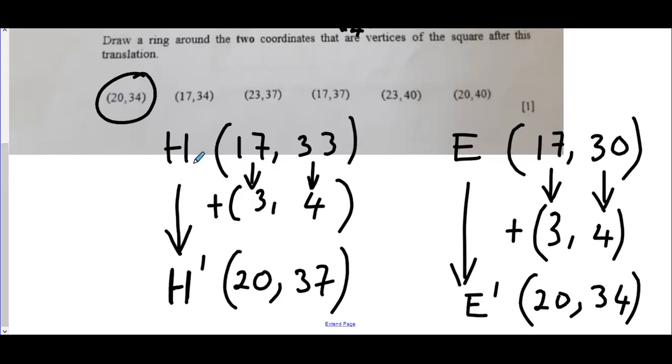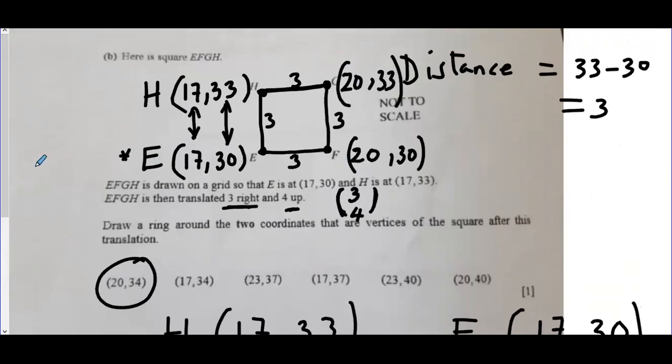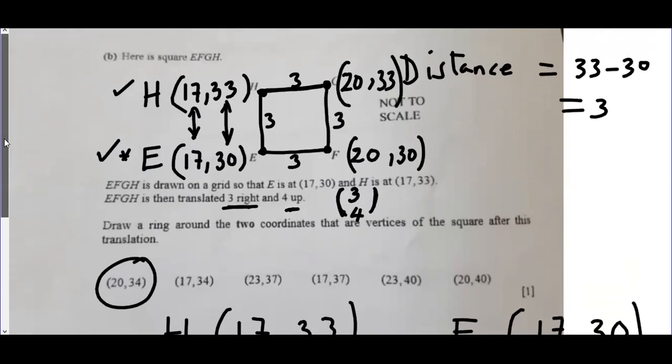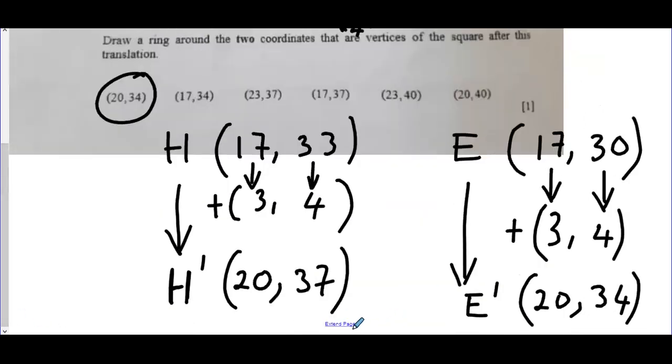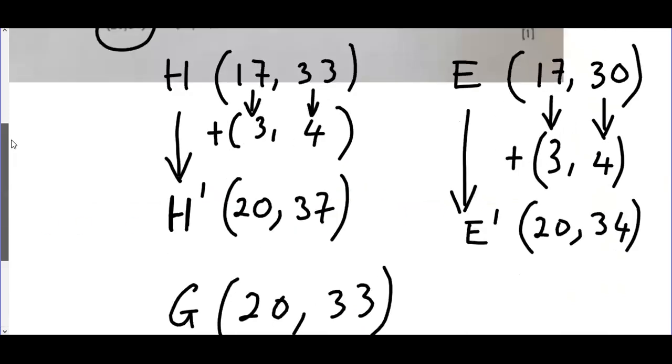So we have to keep going until we finish the remaining other 2 vertices. Okay. So we have done E, we have done H. We are left with G, which is this point, and finally F to this point. Let's go to G. Okay, G is 20,33. Let me confirm this.